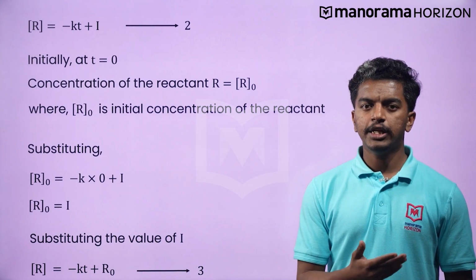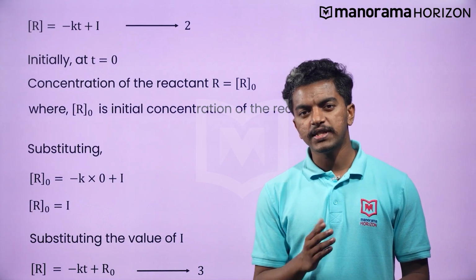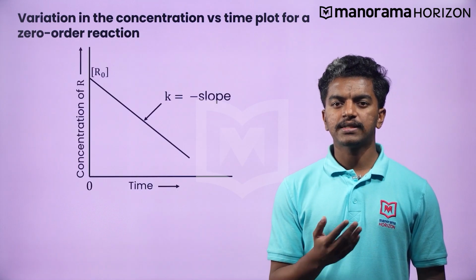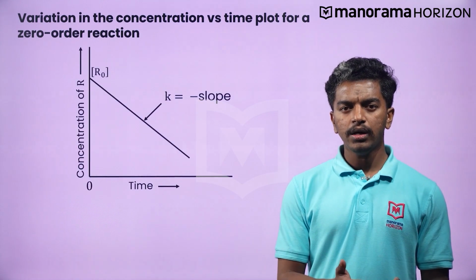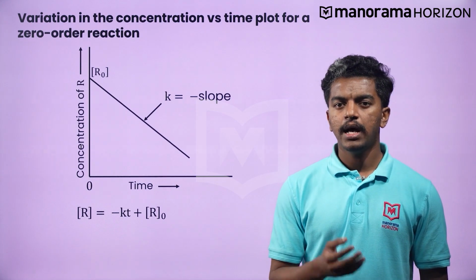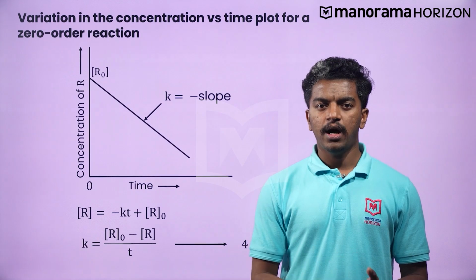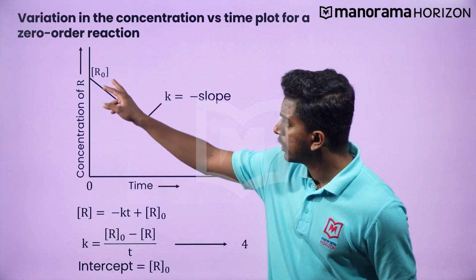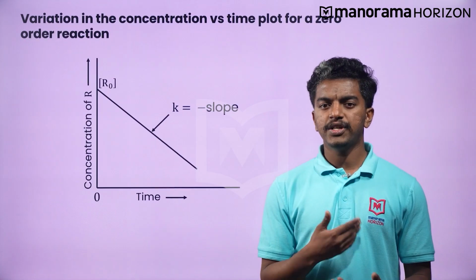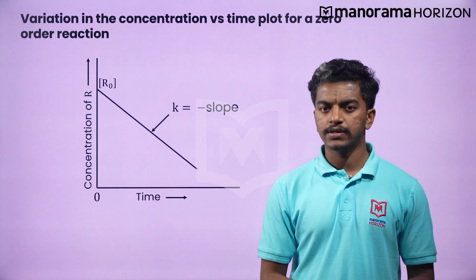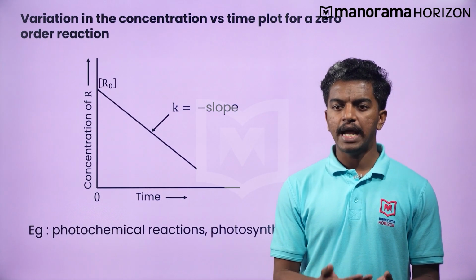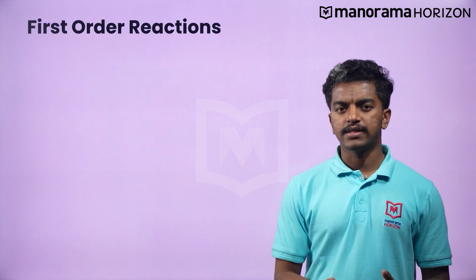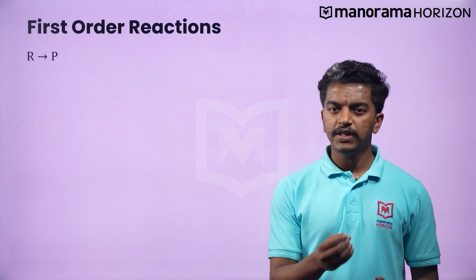You can see this equation is in the form of y = mx + c. Thus, if you plot concentration versus time, you will get a straight line with the equation R = -Kt + R0. The negative slope of this graph gives the value of the rate constant and the intercept gives the initial concentration, which is R0. In general, for all zero order reactions, for example photochemical reactions and photosynthesis, you will obtain a graph exactly like this. Next, we will see the integrated rate equation for first order reactions.